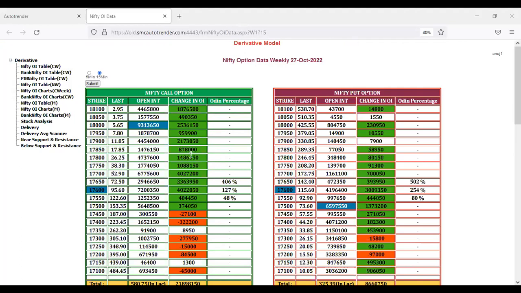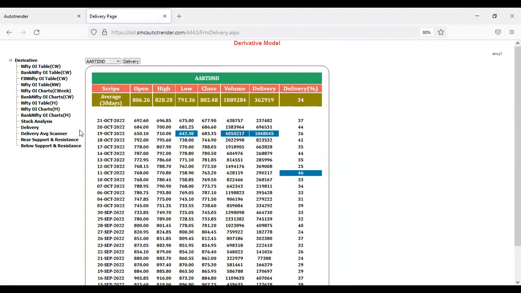Okay, so the thing is, in the older version, the delivery tab is in the derivative section, but in the new version, it is given on the left hand side, just bottom left hand side, you can see the delivery tab. And how to use this delivery tab for your positional trade, I'll just share a few things with you. Say take Aarti Industries as an example.